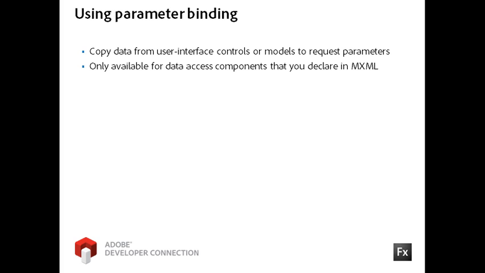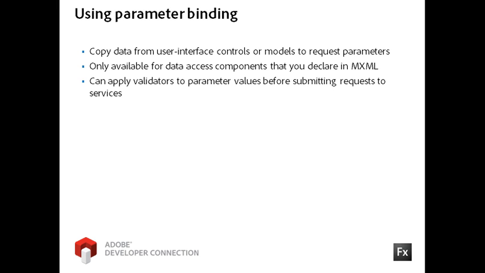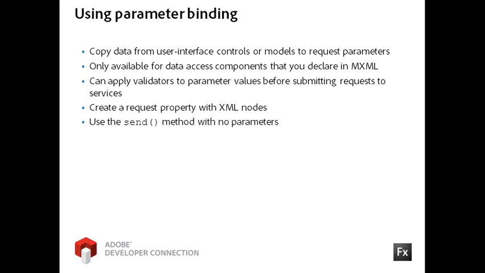This method of sending data is only available if you have created the HTTP service object in MXML and not in ActionScript. The advantage of using this method is that you can apply validators to the parameter values before submitting them to the service. To implement this method, simply create a request property and pass one or more parameters as XML nodes. You then actually send the data to the server using the service object's send method.